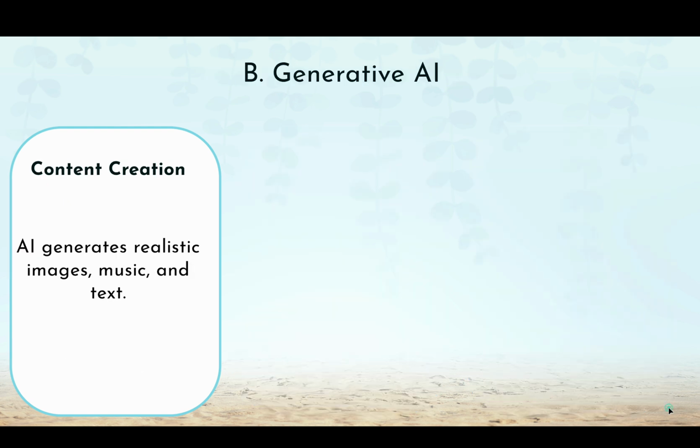B. Generative AI. Content creation. Generative AI is increasingly used to create realistic content such as images, music, and text. These AI models learn from vast datasets and can generate creative outputs that closely resemble human made content, revolutionizing fields like design, writing, and entertainment.